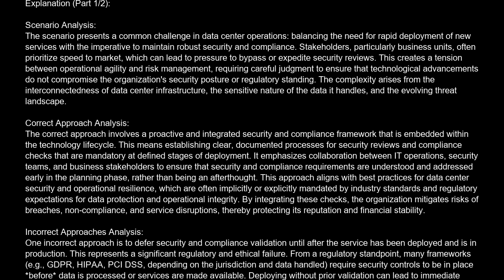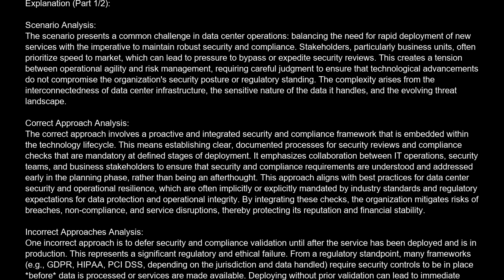Explanation. Scenario analysis. The scenario presents a common challenge in data center operations, balancing the need for rapid deployment of new services with the imperative to maintain robust security and compliance. Stakeholders, particularly business units, often prioritize speed to market, which can lead to pressure to bypass or expedite security reviews. This creates a tension between operational agility and risk management, requiring careful judgment to ensure that technological advancements do not compromise the organization's security posture or regulatory standing.